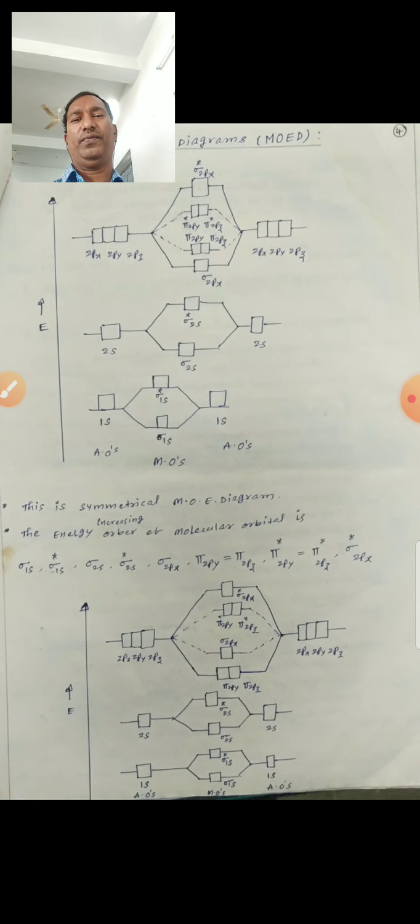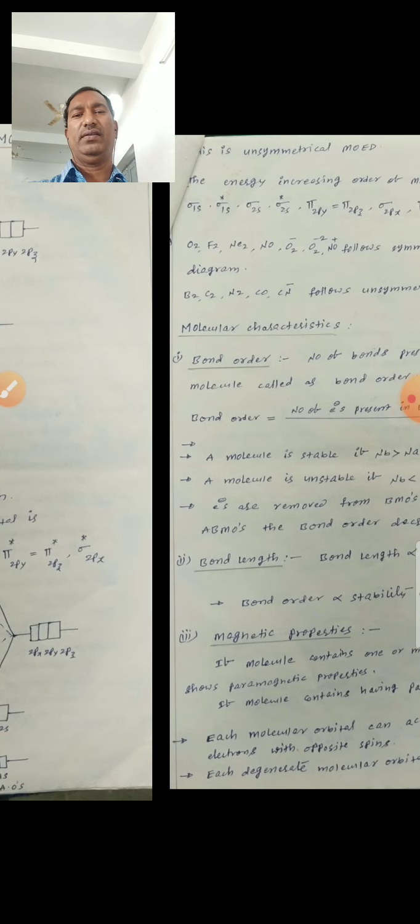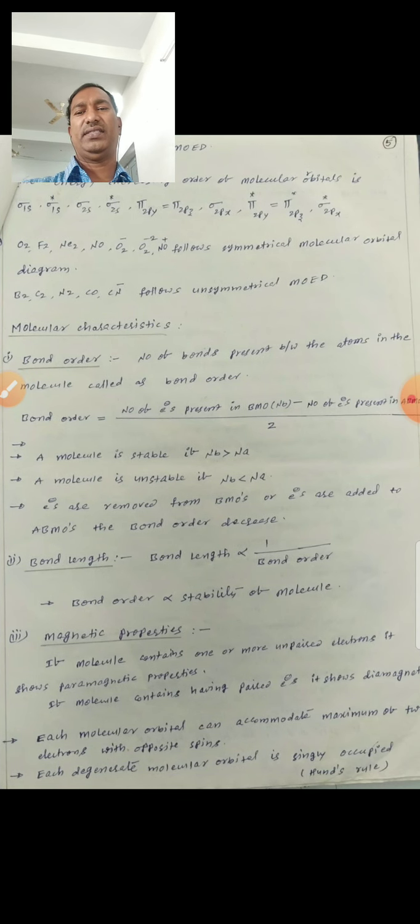Okay, these are the symmetrical molecular orbital diagrams, and this is the unsymmetrical molecular orbital diagram. These are the molecular orbitals in increasing order of energy. So this is the molecular characteristics. By using the molecular orbitals we can calculate the bond order, bond length, and magnetic property of the molecule.